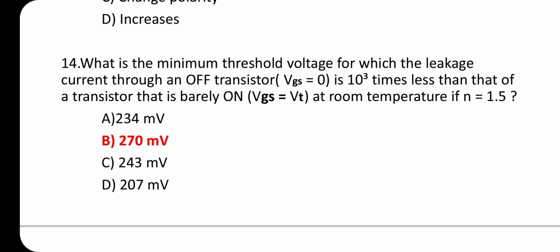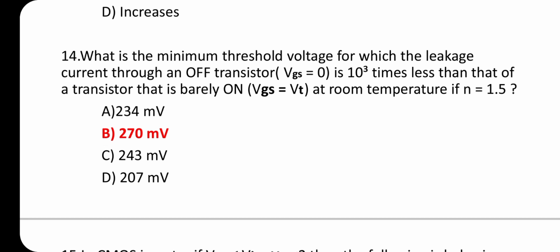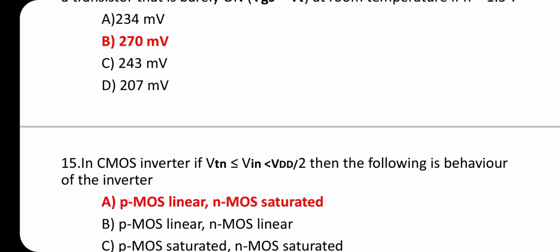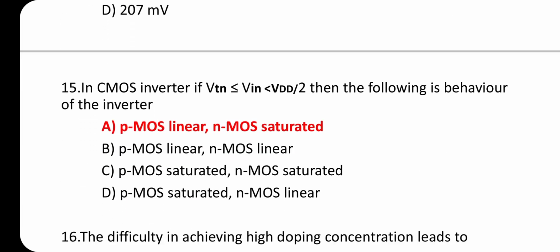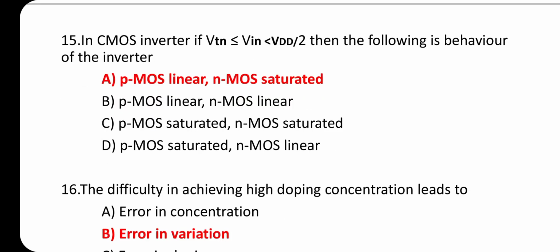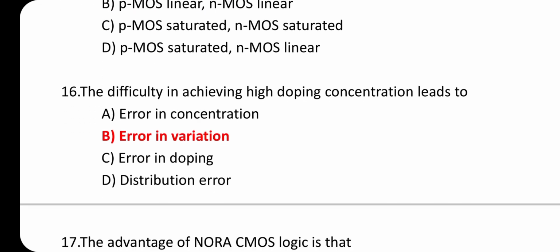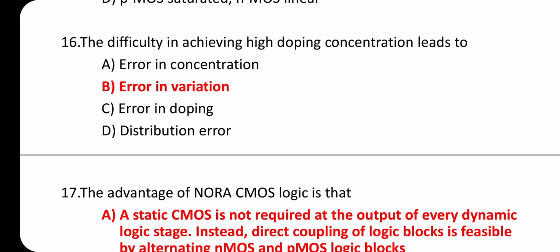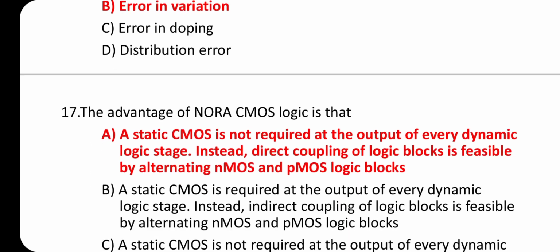What is the minimum threshold voltage for which the leakage current through an off transistor (VGS equal to 0) is 10^-3 times less than that of a transistor that is barely on (VGS equal to VT) at room temperature if n equal to 1.5? Option B, 270 millivolt. In CMOS inverter, if VTN less than or equal to VIN less than VDD by 2, then the following is the behavior of the inverter: PMOS in linear, NMOS saturated. Option A. The difficulty in achieving high doping concentration leads to option B, error in variation.